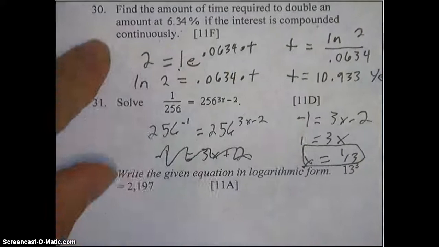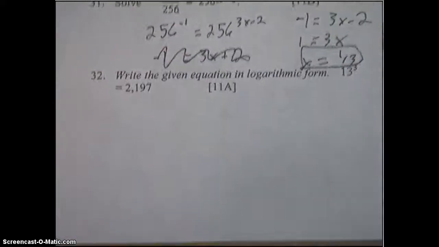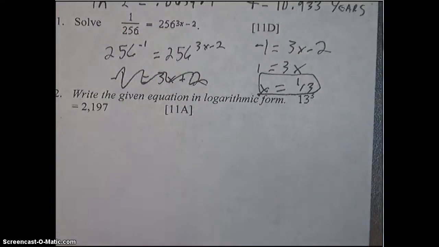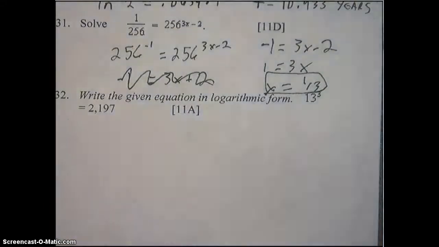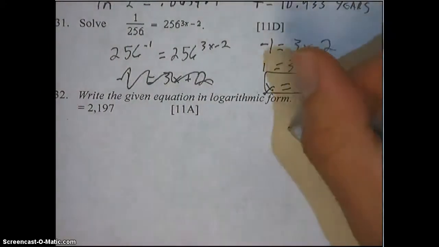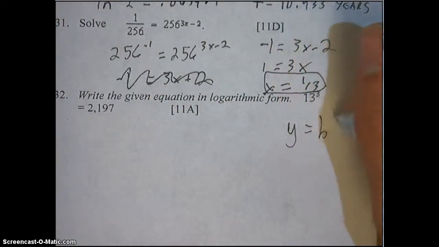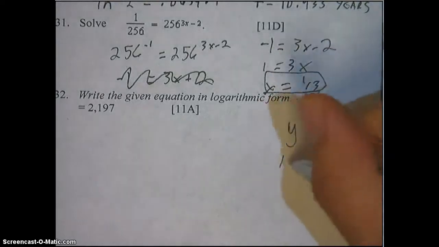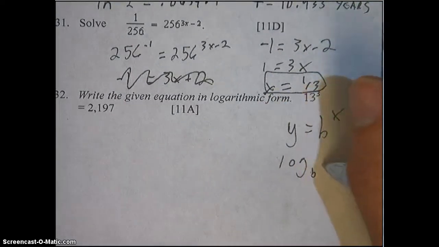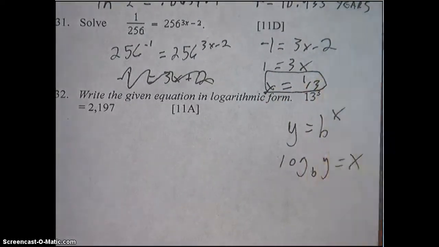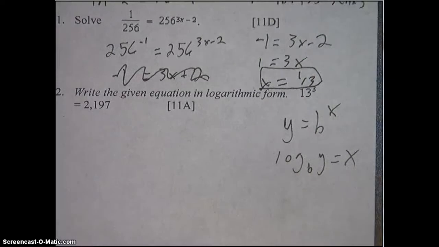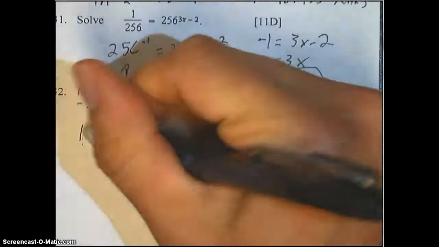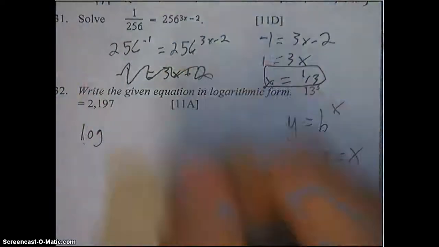And then number 32, write the equation in logarithmic form. 13 to the third power equals 2,197. Remember the rule here. If you have y equals b to the x, you can rewrite that as log to the base b of y equals x. So we'll start with the log base 13.